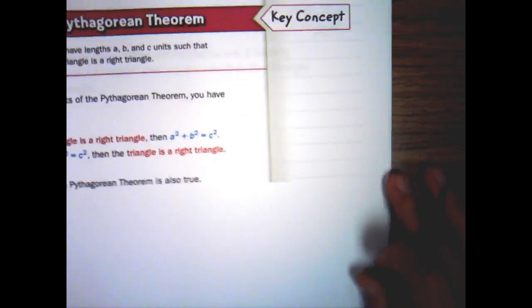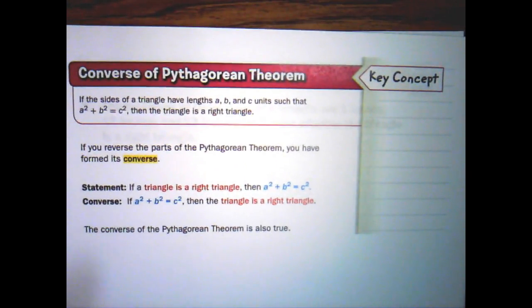Now, one thing, when we talk about theorems, we have the Pythagorean theorem, which says if I have a right triangle, then a squared plus b squared equals c squared. So the part that we have to know for sure is that it's a right triangle. Now we're going to talk about something known as the converse of the Pythagorean theorem, which is the reverse order of the Pythagorean theorem. So instead of saying if I have a right triangle, then a squared plus b squared equals c squared, I'm going to say if a squared plus b squared equals c squared, then I know the triangle is a right triangle.